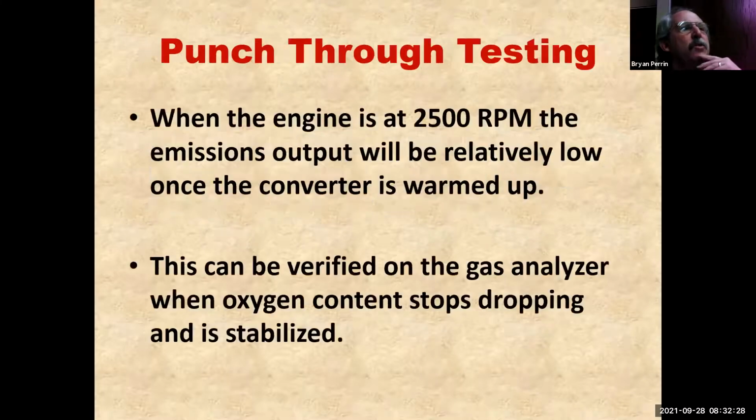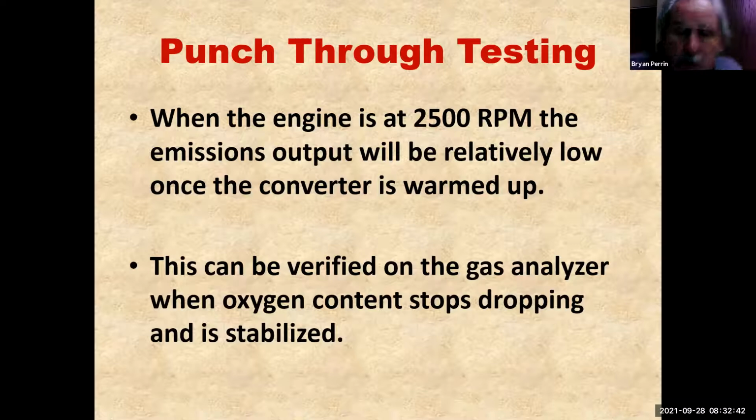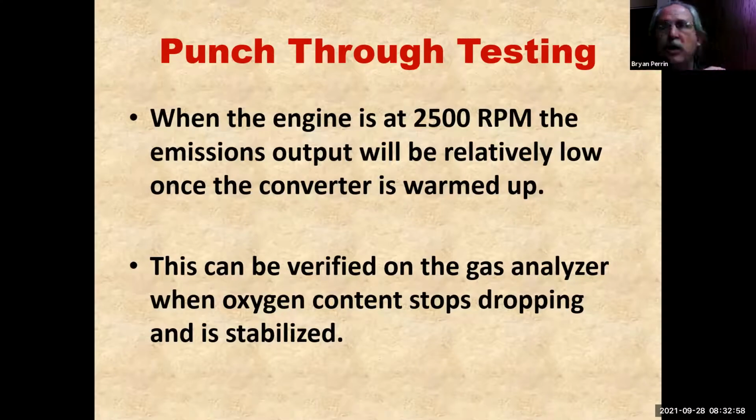So when the engine's at 2,500 RPM, the emissions output will be relatively low once the converter is warmed up. And this can be verified on a gas analyzer when the oxygen content stops dropping and is stabilized. So we know from doing our vacuum testing that my vacuum at idle and my vacuum at 2,500 RPM is basically the same. It's very similar. Consequently, my emissions at idle and my emissions at 2,500 RPM, if the engine's running correctly, will be basically the same. If the engine's not running correctly, you should be fixing the engine first and not doing this test.